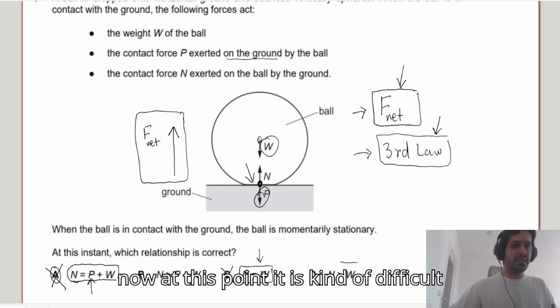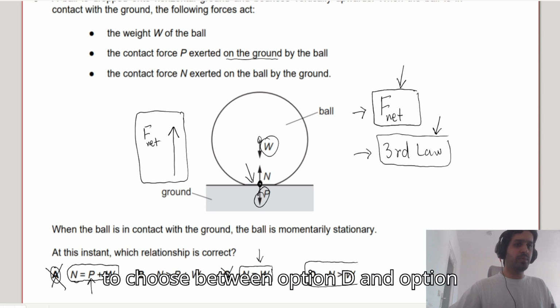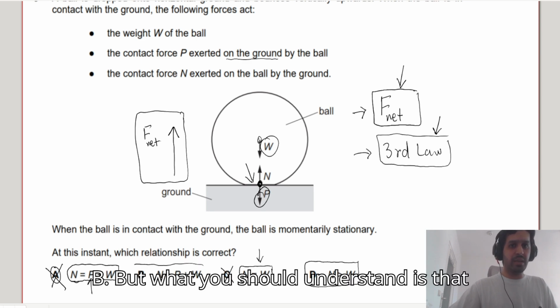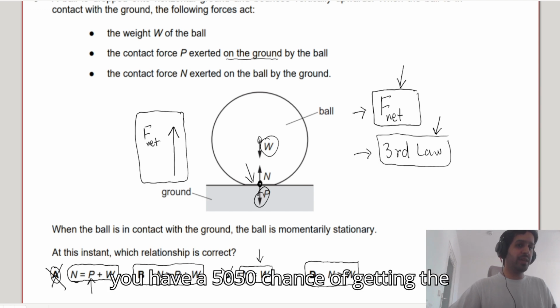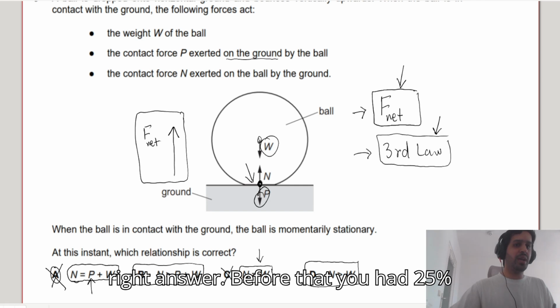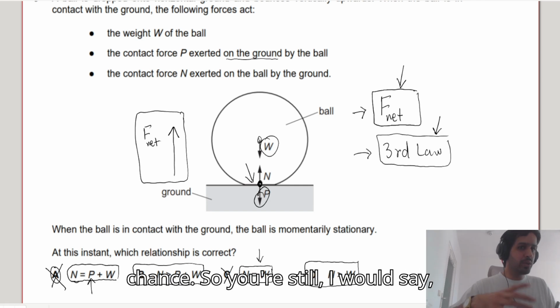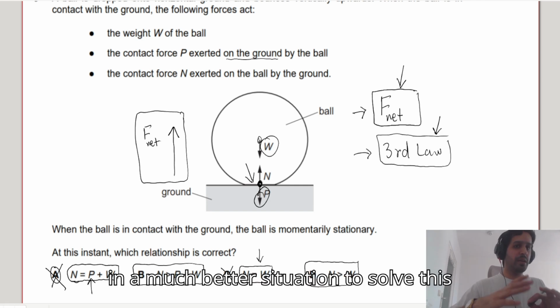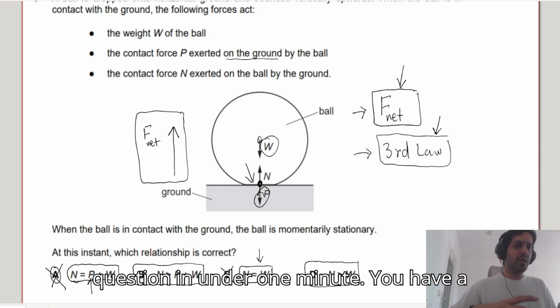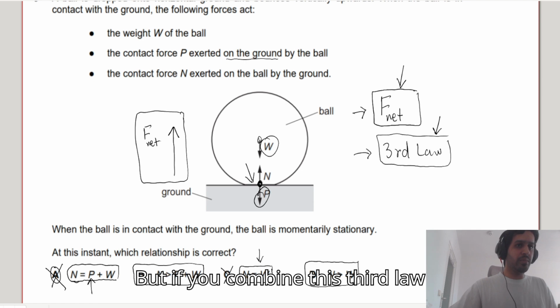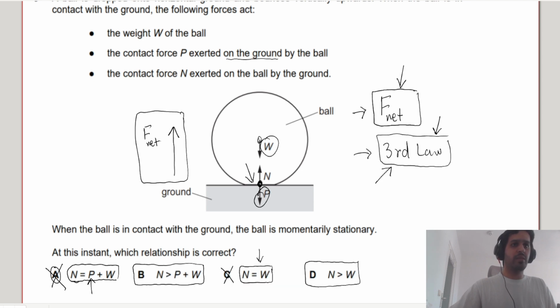Now at this point, it is kind of difficult to choose between option D and option B. But what you should understand is that you have a 50-50 chance of getting the right answer. Before that, you had 25% chance. So you're still in a much better situation to solve this question in under 1 minute. But if you combine this third law with net force, you can further eliminate the wrong answer.